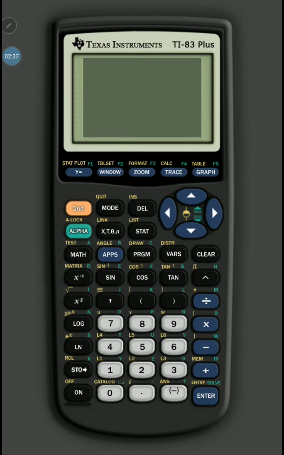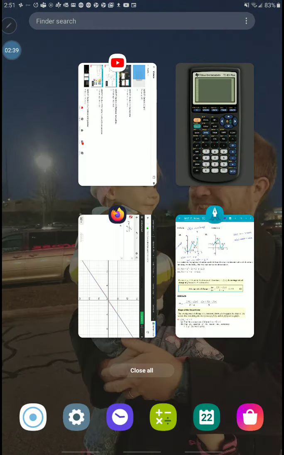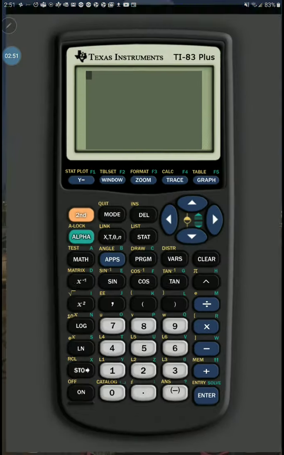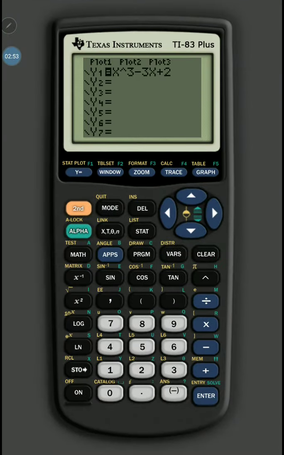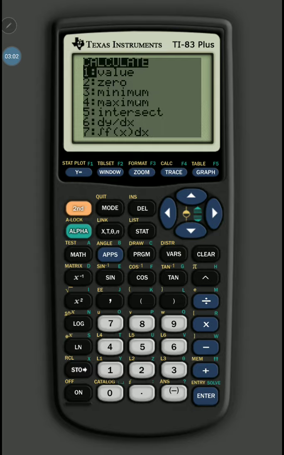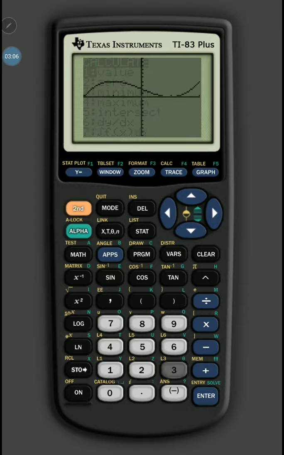So I'm going to go back to my notes over here. And the maximum is at -1, 4. Now we also need to find this minimum. So it works pretty much the same way. Second trace takes us to the calculate menu. Now we want minimum.